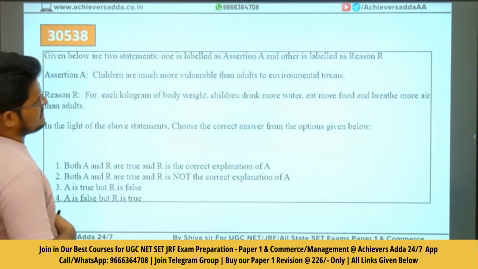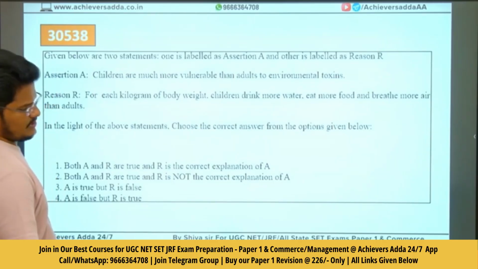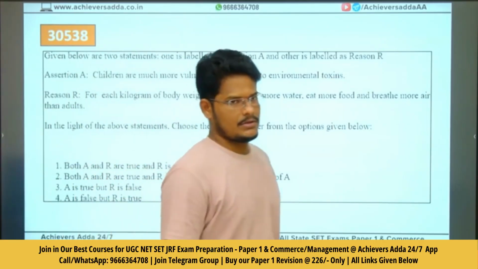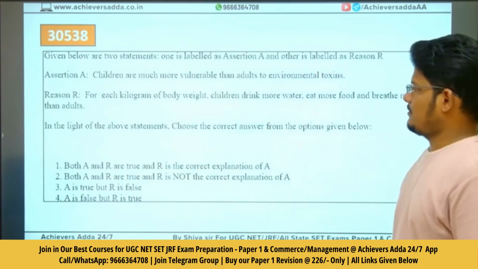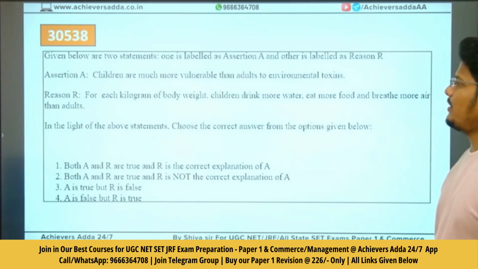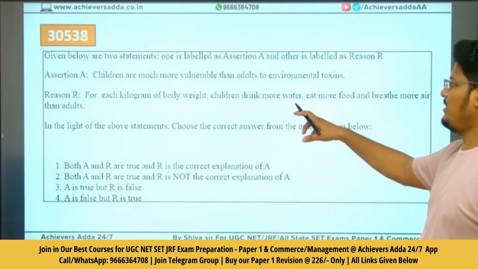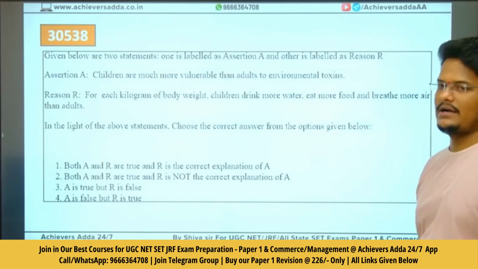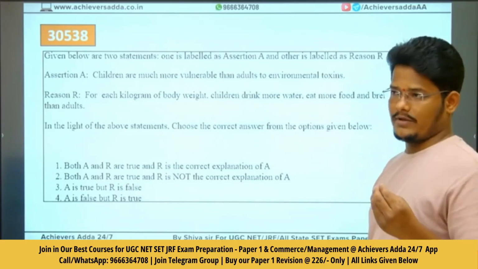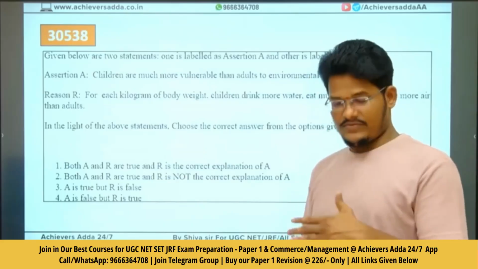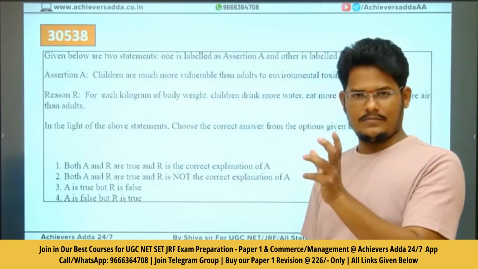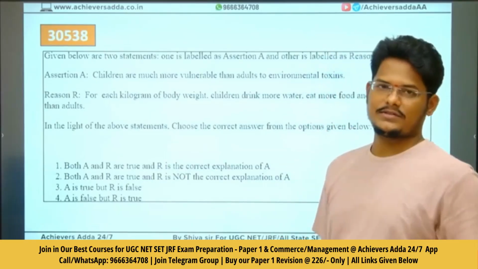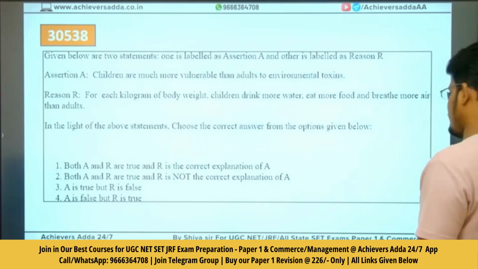Children are much more vulnerable than adults to environmental toxins because children do not have that much immunity. They are babies. And per kg of body weight, children drink more water, eat more food, and breathe more air than adults. That's why, if you look at babies when they are breathing, we can easily see how the stomach moves very fast. But when we are breathing, it will not even move.